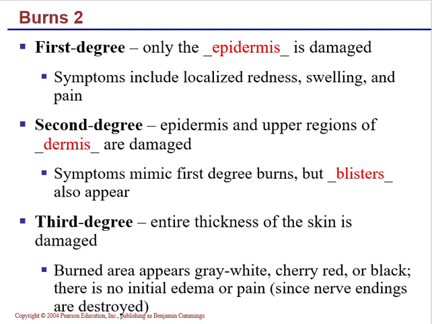And with a third degree burn, the entire thickness of the skin, the entire epidermis, the entire dermis is damaged. The burned areas can appear anywhere from gray white to cherry red or black. And there's not really going to be any initial edema or swelling or pain, because initially with a third degree burn, it's so serious and so complete that nerve endings are destroyed.